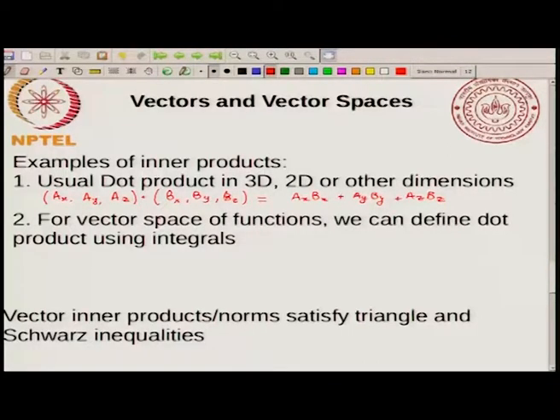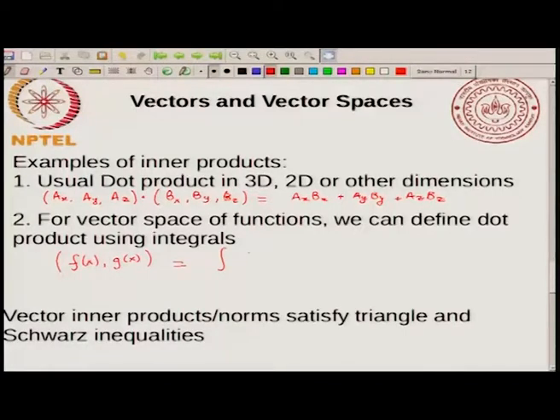Now, what about the vector space of functions? So, we talked about these functions f of x. Suppose I had two functions f of x and g of x. How do I define their dot product? One definition is to say that the dot product of f and g should be a scalar, and you notice that it should be commutative. So, f dot g should be equal to g dot f, and it should satisfy the norm condition.